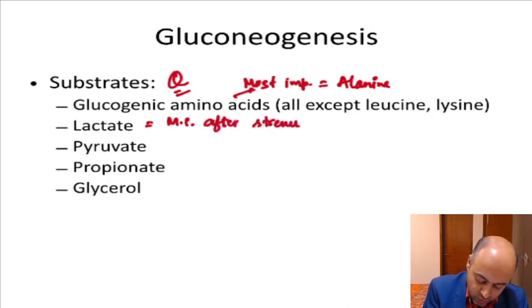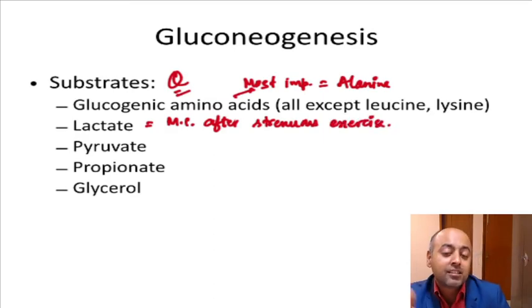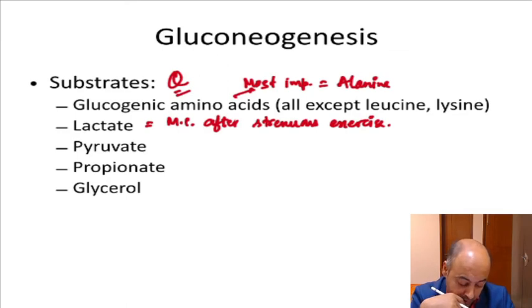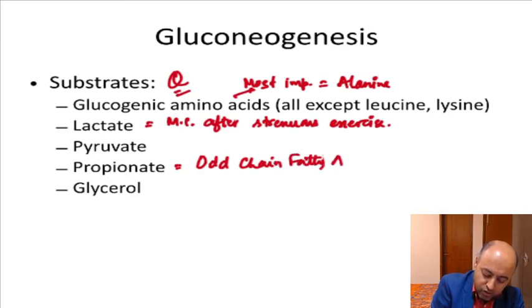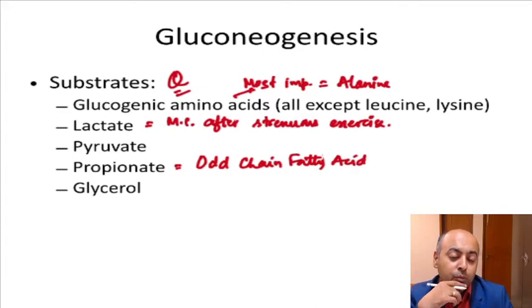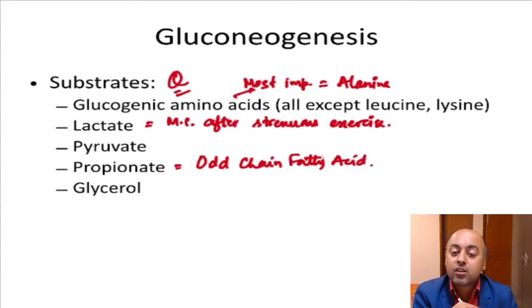After strenuous exercise, when you do very severe exercise, only then a lot of lactate is accumulated. This lactate will go to the liver and act as a fuel for gluconeogenesis. So after strenuous exercise, lactate will become the most important or most common substrate. Then we have pyruvate, propionate. Propionate comes from odd chain fatty acid. Please keep in mind the last 3 carbons of odd chain fatty acid get converted to propionate. From there it will go to propionyl coenzyme A, then succinyl coenzyme A, and then the Krebs cycle. So these are the substrates involved in gluconeogenesis.